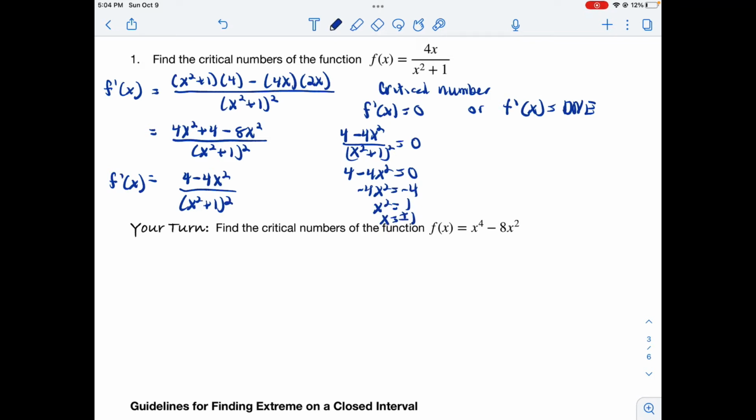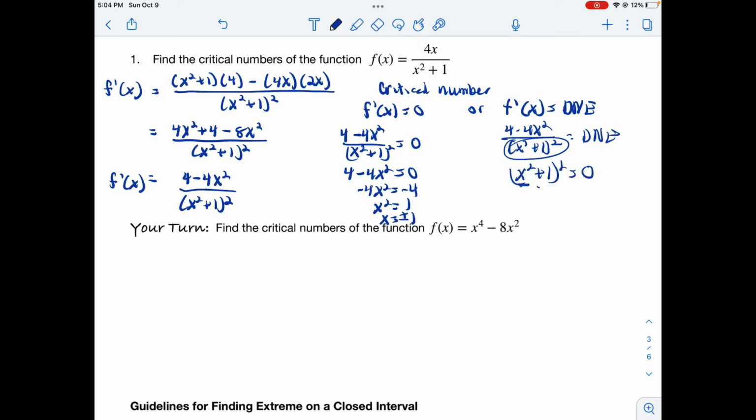So next I need to figure out when our derivative does not exist. For rational functions, our derivative will not exist when the denominator equals 0 because you cannot divide by 0. So I would set my rational function, my derivative, and I want to figure out why that does not exist. So I would figure out when the denominator equals 0.